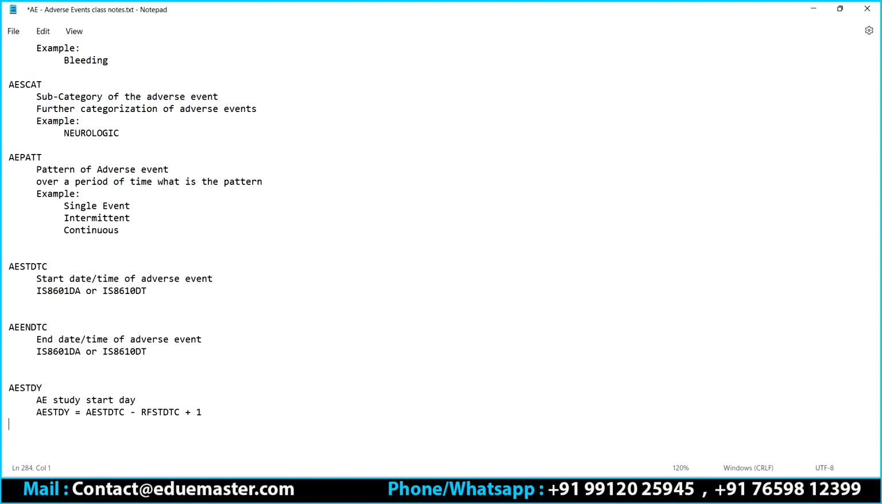Maybe I can write it like this. When this event happened before your reference start date and time, then this formula will be applicable. If not, what is the formula?